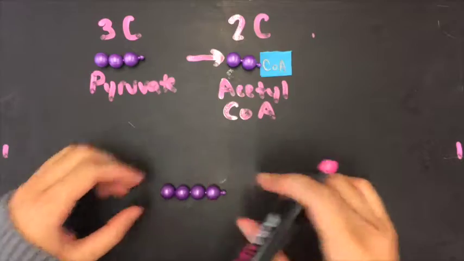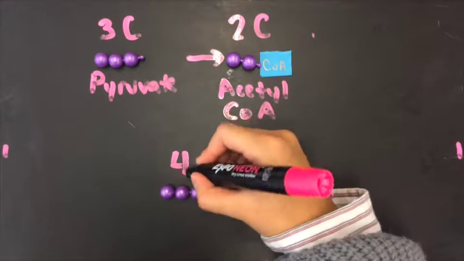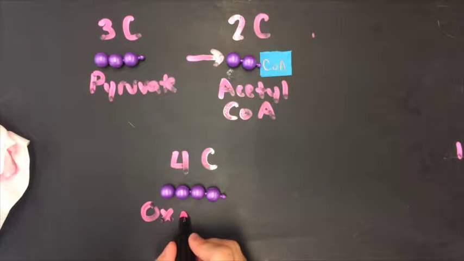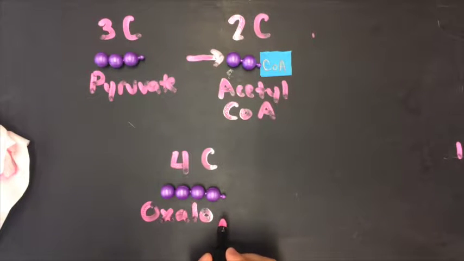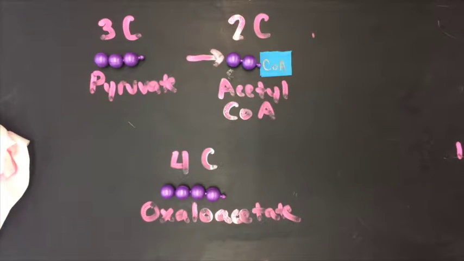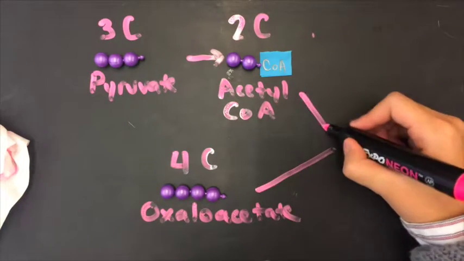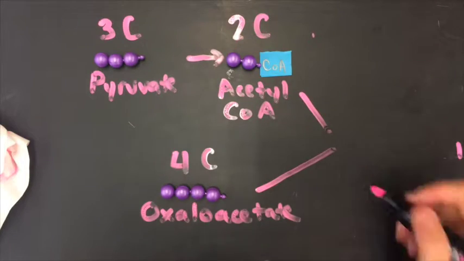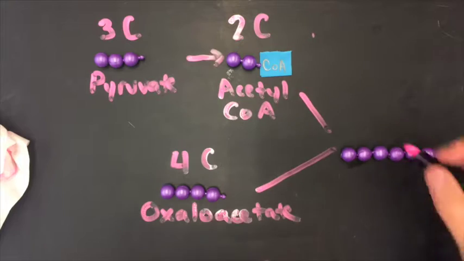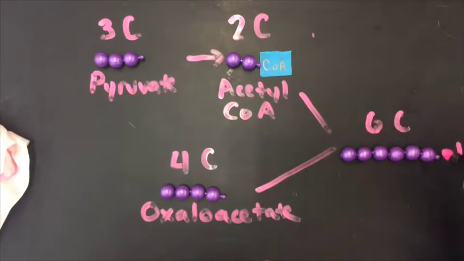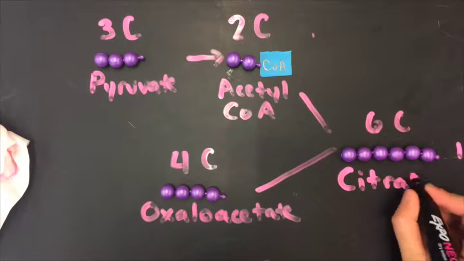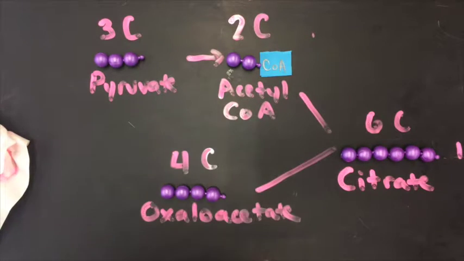Then, another organic molecule comes along by the name of oxalacetate, which is a 4-carbon molecule. Basic math time. When a 4-carbon molecule reacts with a 2-carbon molecule, what do you get? A 6-carbon molecule, of course. The 6-carbon molecule is called citrate. The coenzyme A is kicked out of this reaction, but we'll be seeing more of it later.